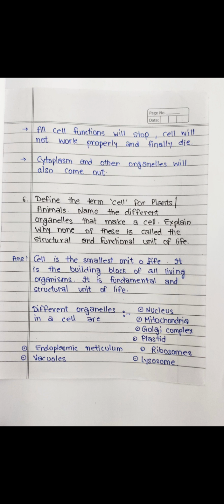Different organelles in a cell are nucleus, mitochondria, Golgi complex, plastid, ribosomes, endoplasmic reticulum, vacuoles, lysosomes. Why? Each cell organelle has only one function to do and can live inside the cell only. They cannot live and work alone, but the whole cell with all organelles together works as the structural and functional unit of life. A cell can live alone. Example, amoeba.